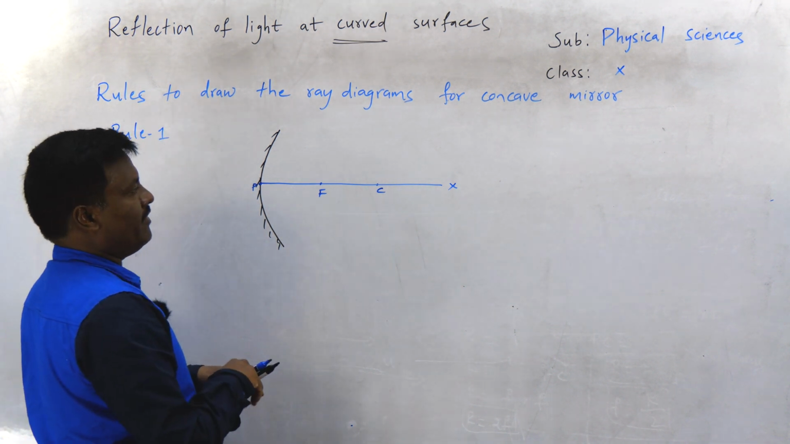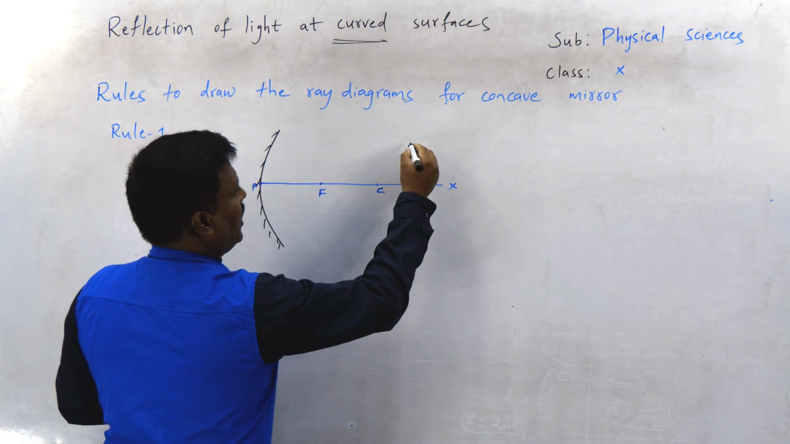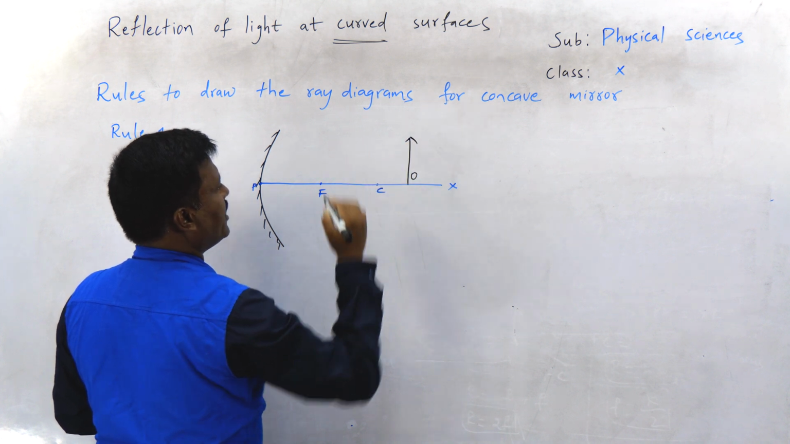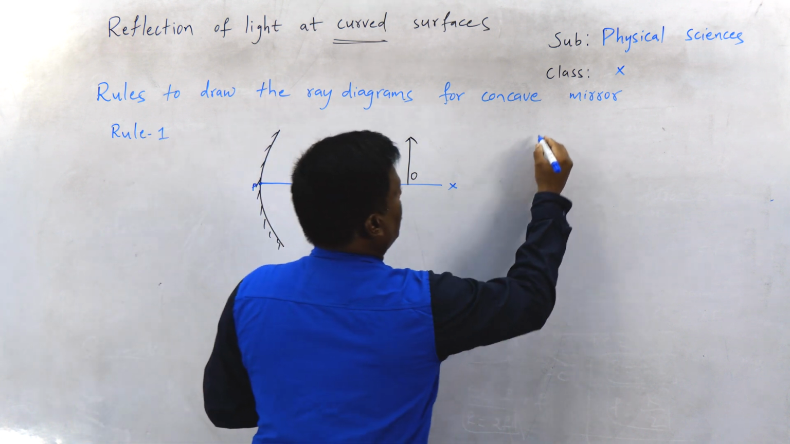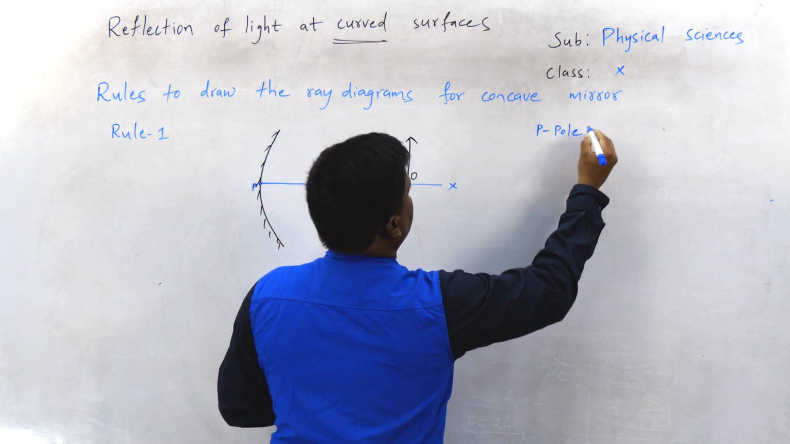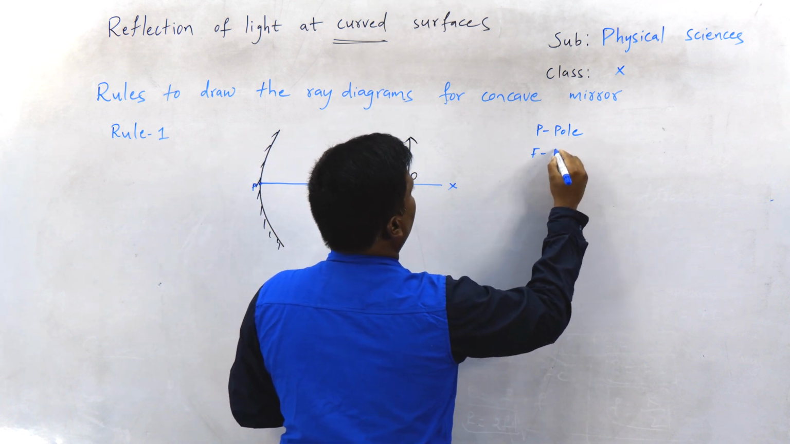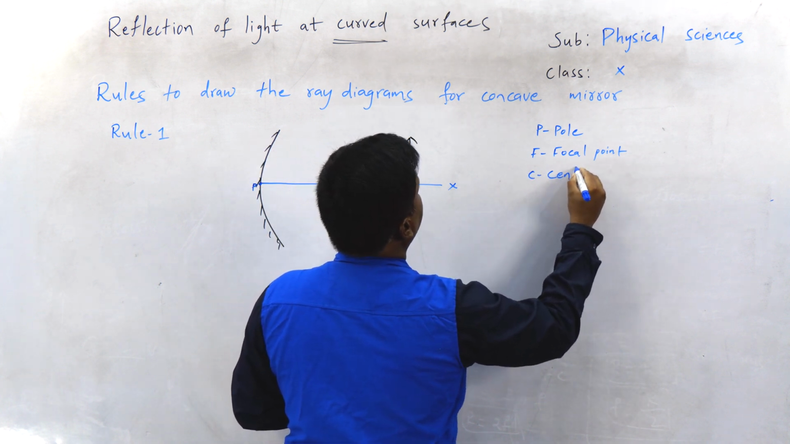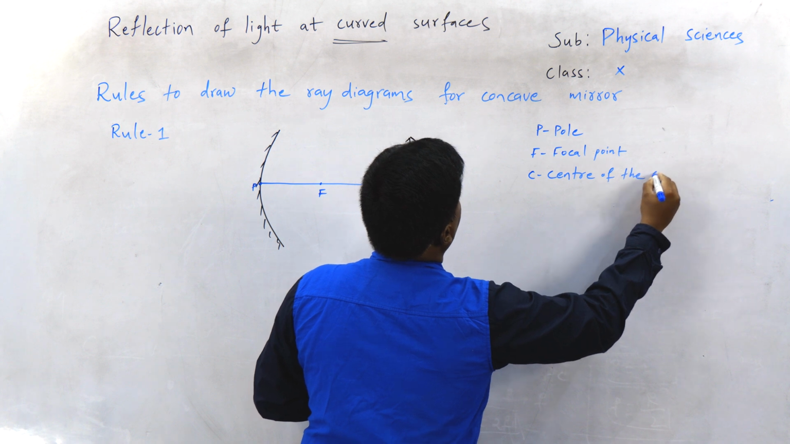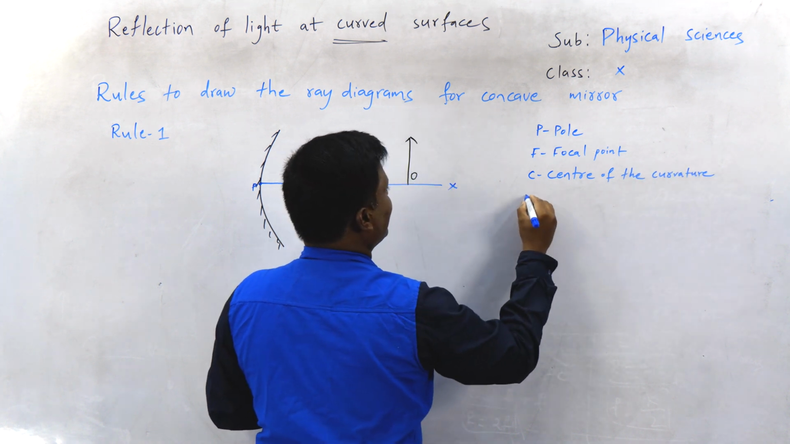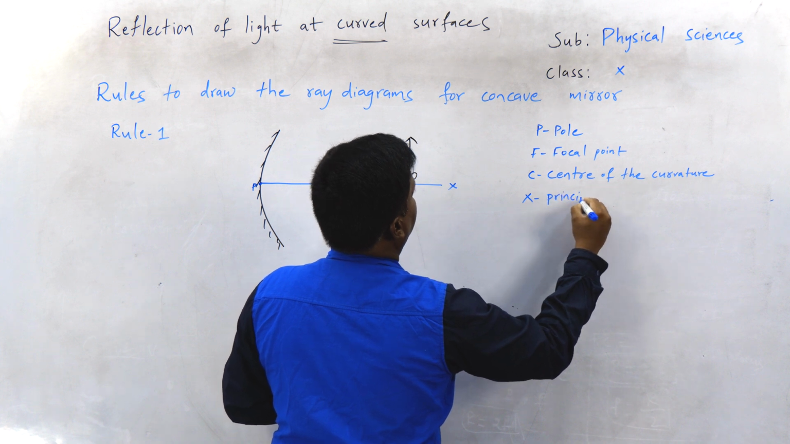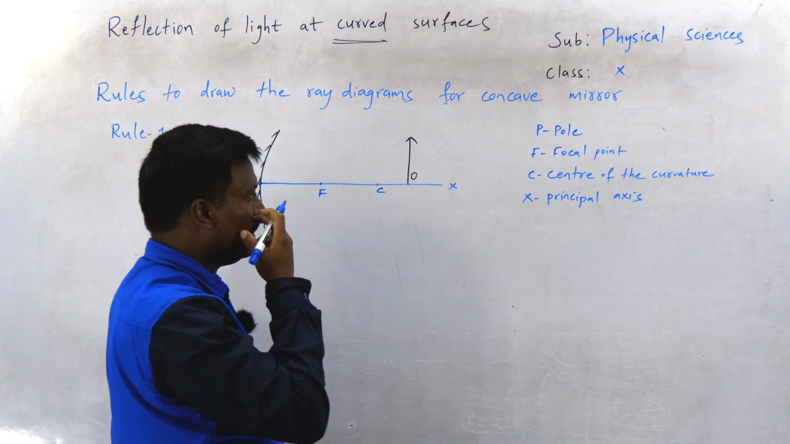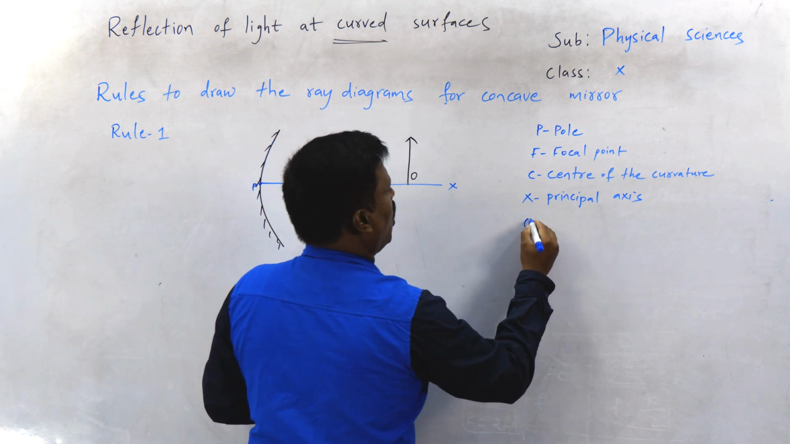Now we are going to keep an object at one point, that is beyond C. This is the object, denoted by O. Here P is nothing but the pole, F stands for the focal point, C stands for the center of curvature, X stands for the principal axis, and O stands for the object.